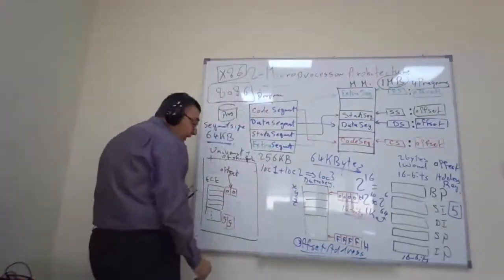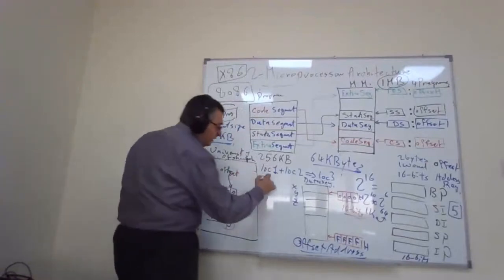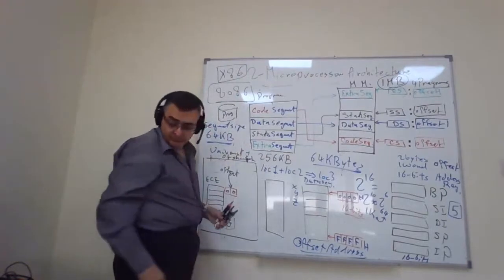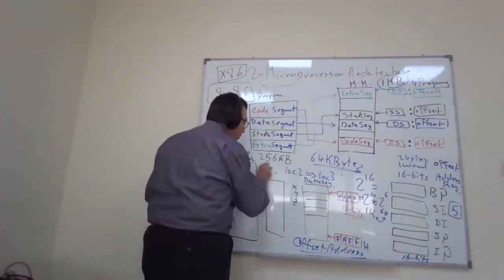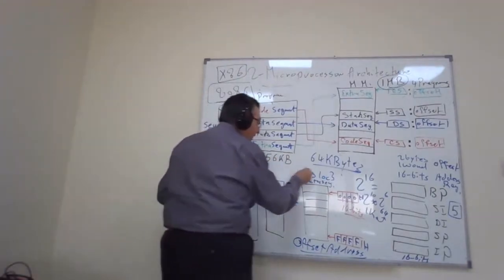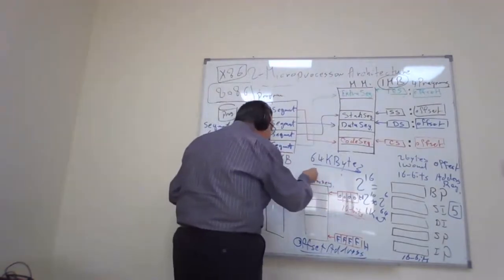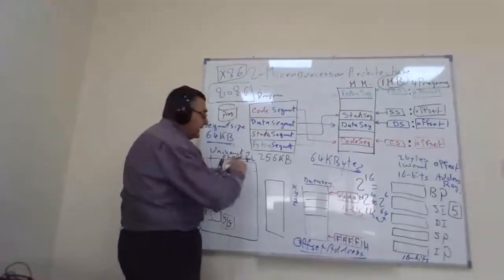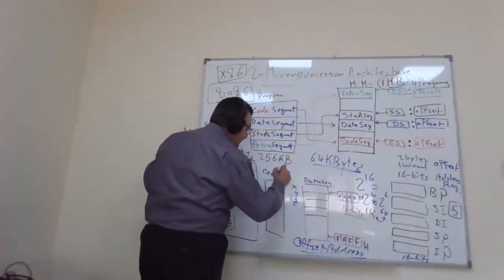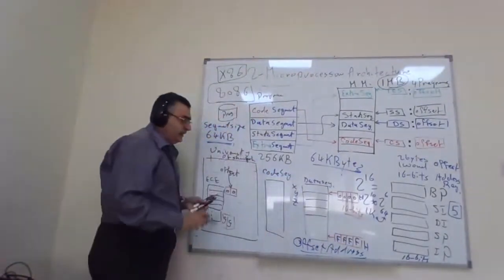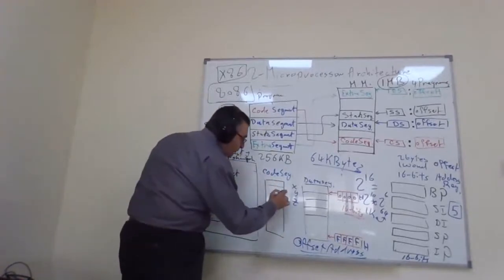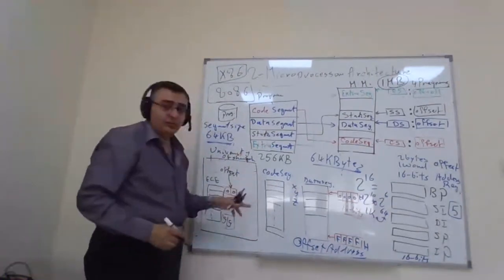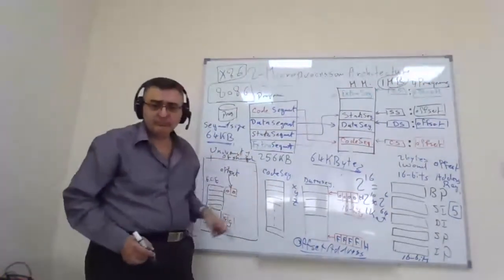The same thing, by the way, happens to all the other segments in your program. The second segment in your program is the code segment. The code segment is also a group of bytes starting from which offset?